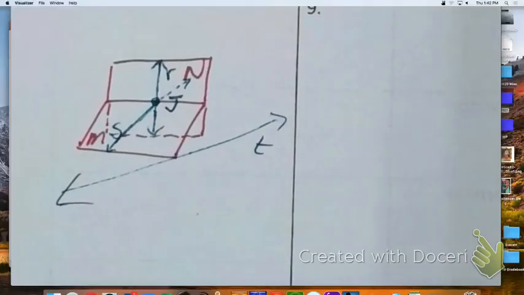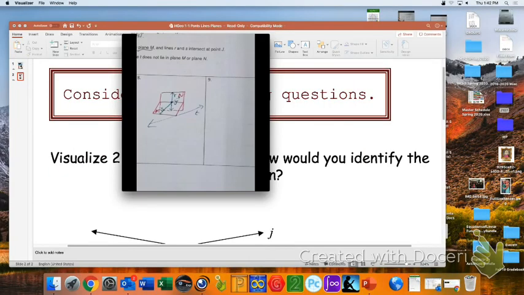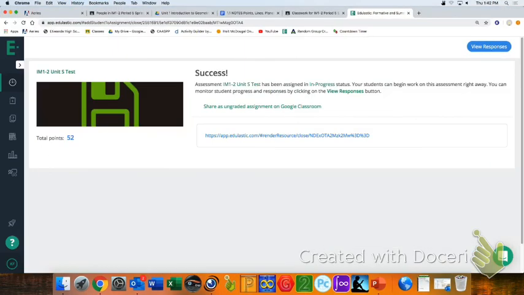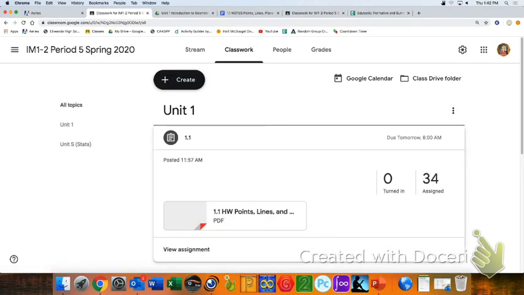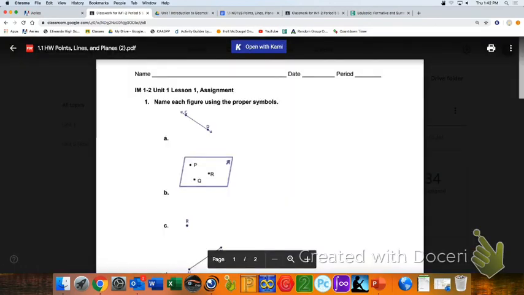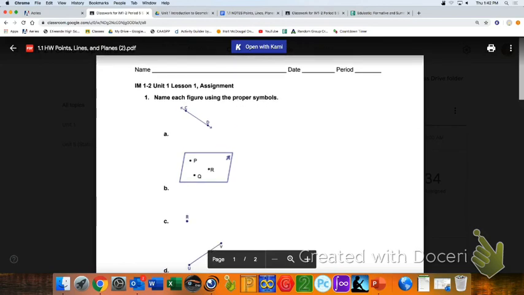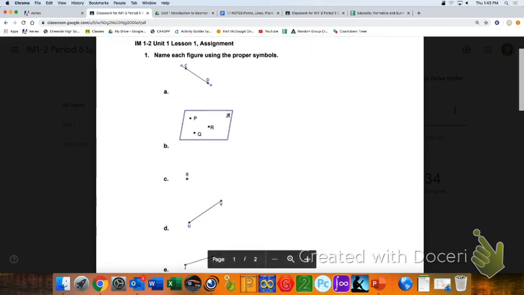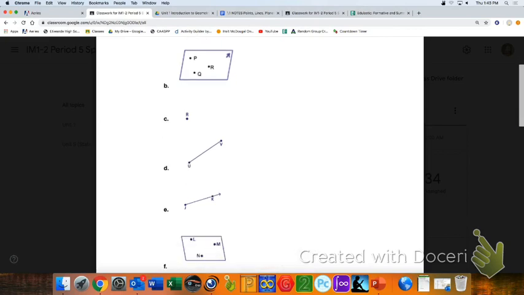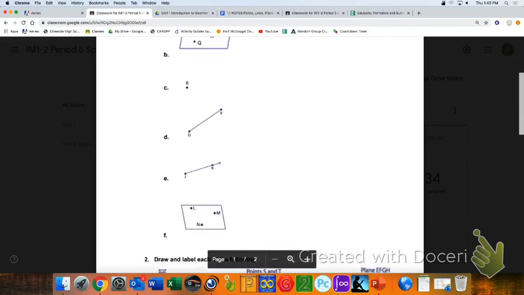So let me talk to you a little bit about your homework, because your homework is a lot of, can you read and interpret what's going on? So if I go to the homework here, I did not print it out for you because I figured you could do it on paper, no problem. Name each figure using the proper symbols. So what is this first one, A? It would be a line. Line CD and use the proper symbol above it. Okay. This one we have a what? Plane, a point. What's D? Line segment. E? Ray. And F is another plane.